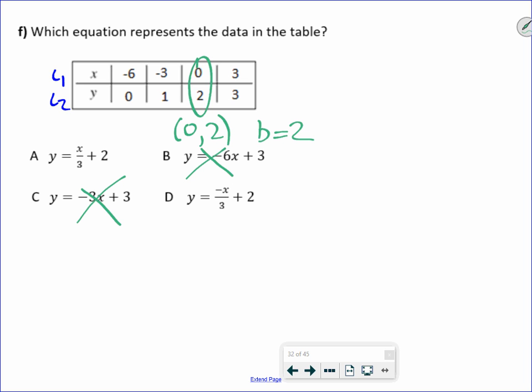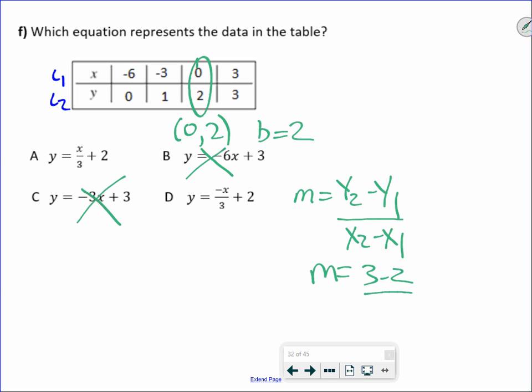After this, it's a matter of finding the slope. Well, m equals y2 minus y1 over x2 minus x1. And so m will be 3 minus 2 over 3 minus 0. I'm sorry, my apologies. And so that gives me a slope of 1/3.